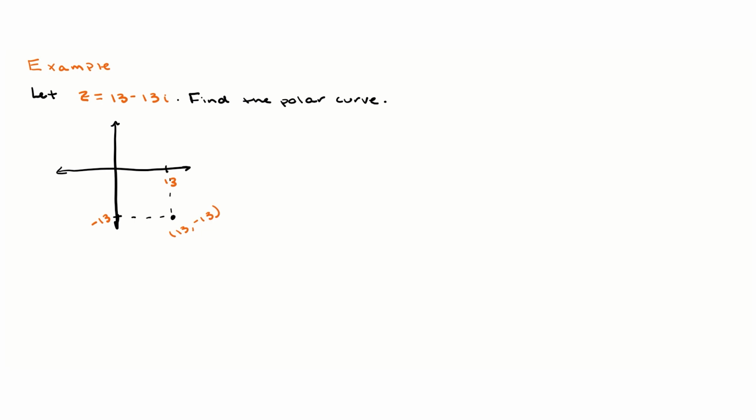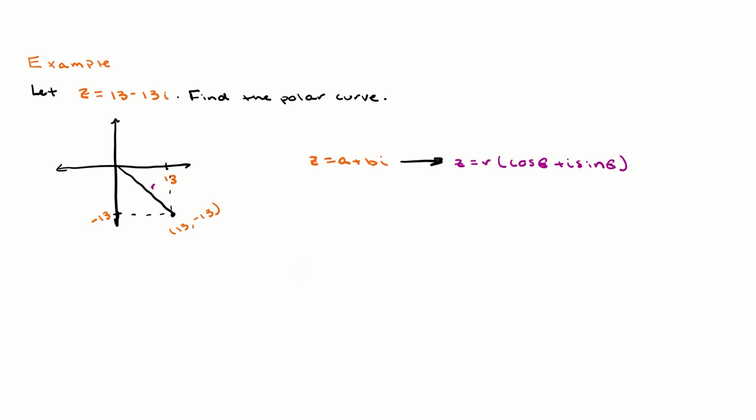Remember that we're trying to convert our complex number, which is in the form of z equals a plus bi, to a polar equation. So we need to find r and theta. So we're going to start by finding r. Keep in mind that we're basically looking at a triangle here, so we can use the Pythagorean theorem, which tells us that a squared plus b squared equals r squared. Or in other words, r equals the square root of a squared plus b squared.